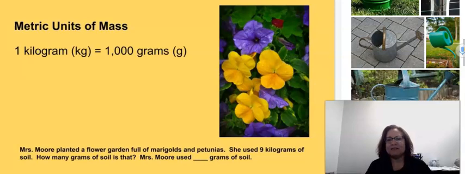All right, so today we're going to continue to talk about metric units of measurement. Let's start off with mass. If you recall, 1 kilogram is equal to 1,000 grams.